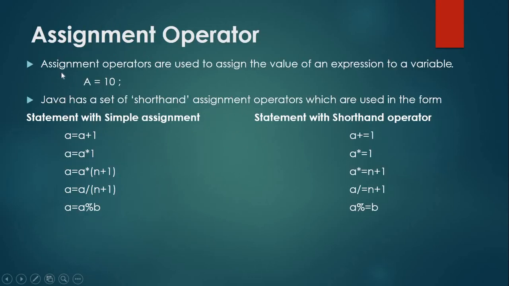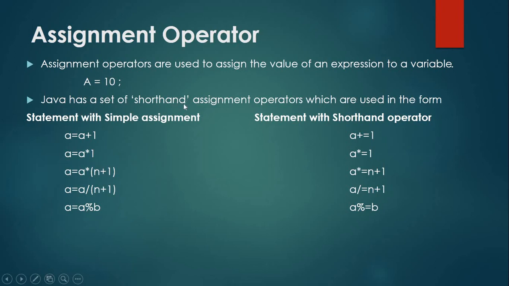Then after that we have the assignment operator. The assignment operator, in short, is equal to. If we are assigning any value to our variable, then we will use the assignment operator, and it will be equal to. a is equal to 10 means we are assigning the value 10 to a, so we are using this equal sign, and this equal sign is our assignment operator.